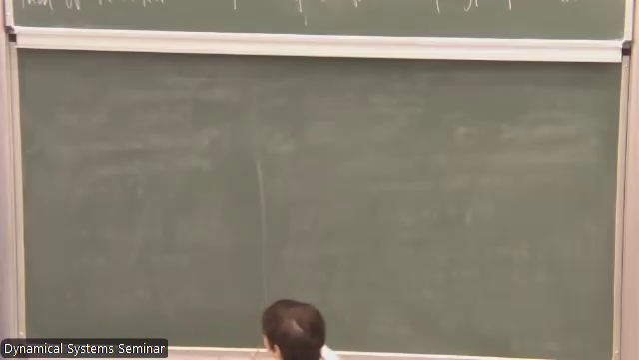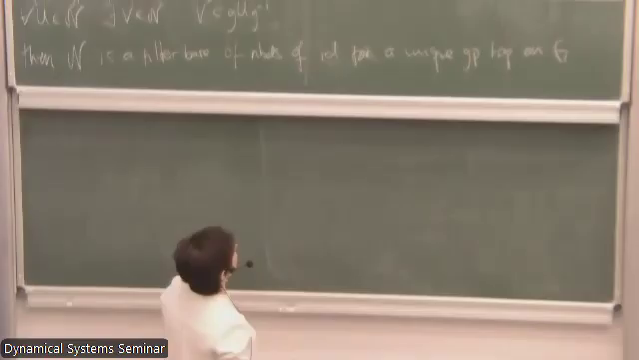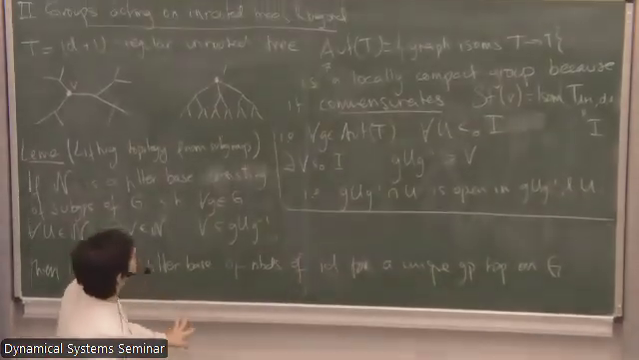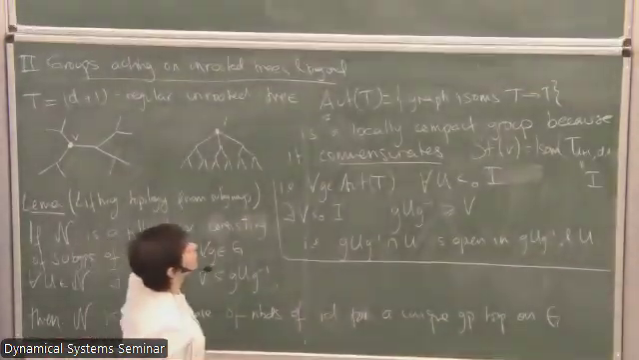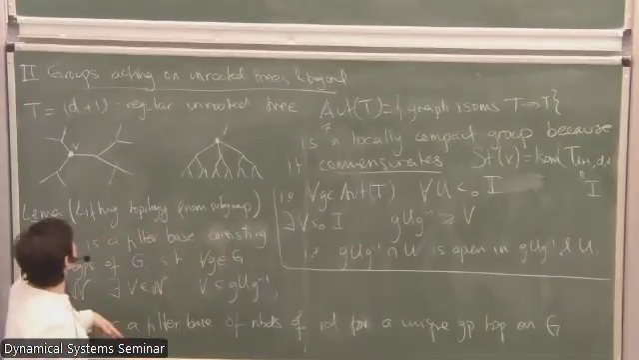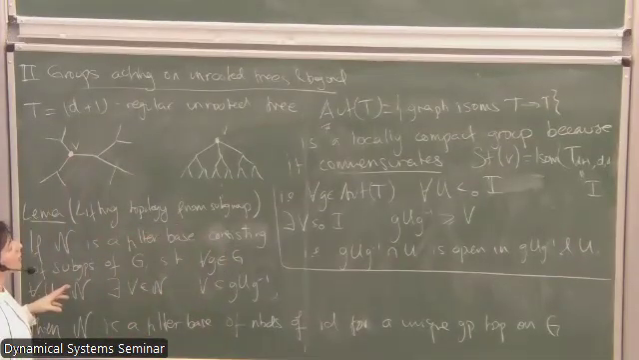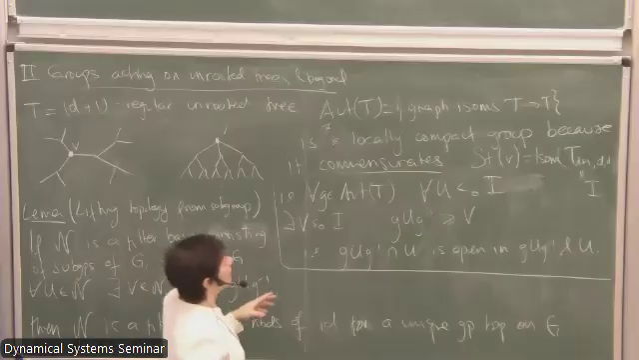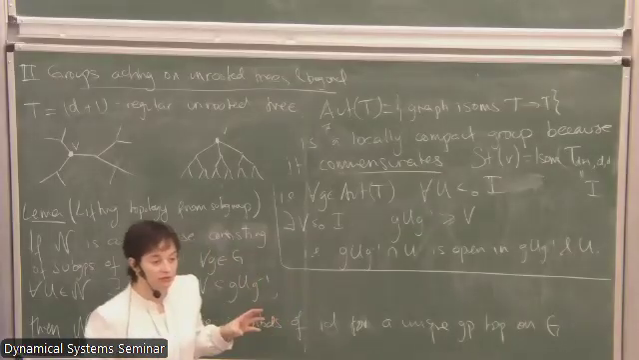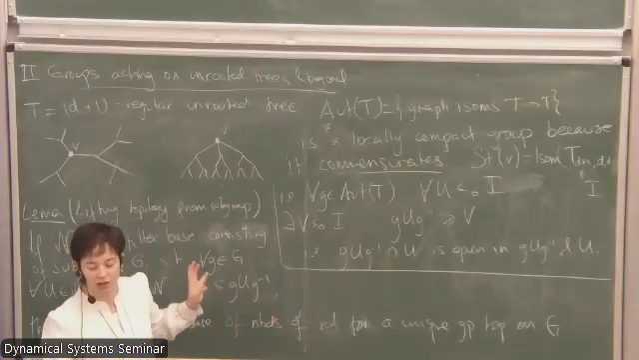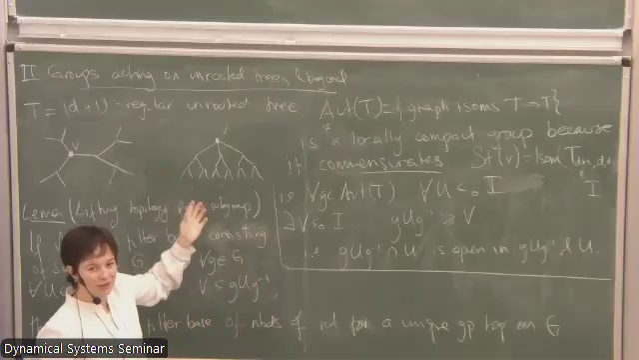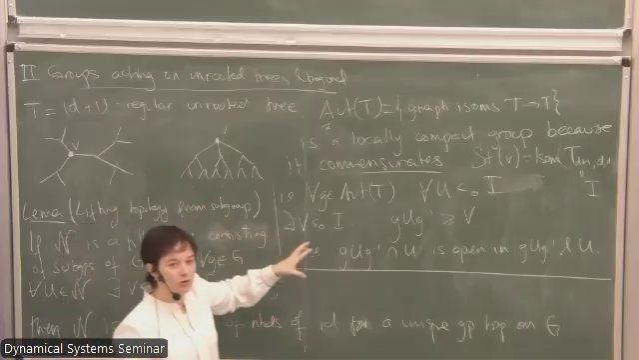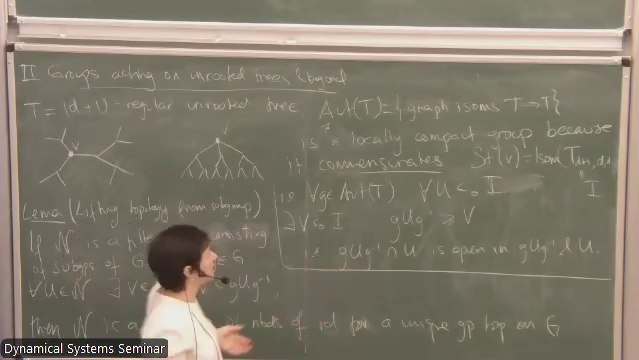So let's continue. What do we have to do? Little exercise. We're trying to understand why the automorphism group of a D+1 regular tree is a topological group. We're trying to find a nice topology on it. Actually, I could have cheated and told you what the topology is, but I want to do this exercise because I'm going to use it later.